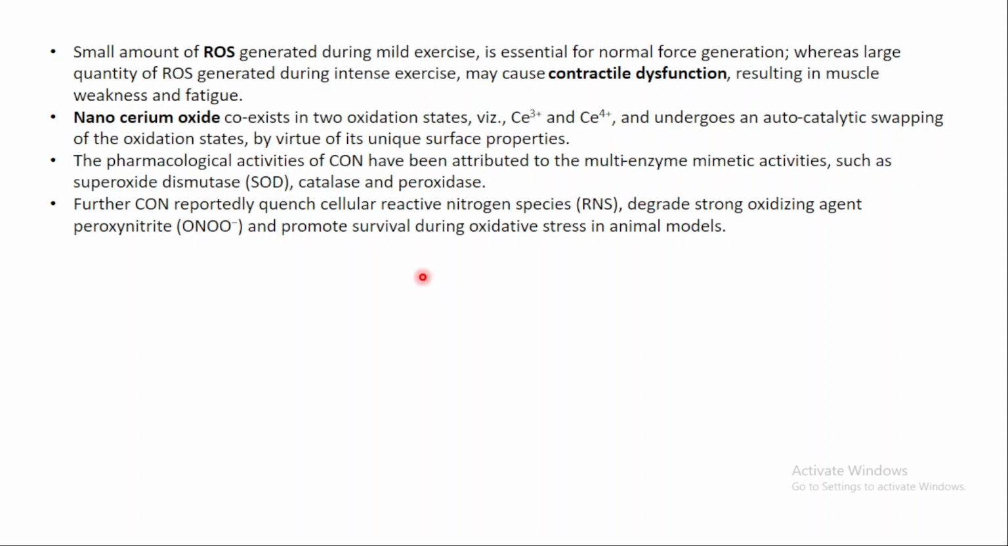So nanoceria can quench the cellular reactive nitrogen species, RNS, degrade the strong oxidizing agent peroxynitrite, and promote survival during oxidative stress in animal models. So it has experimentally been verified that nanoceria can quench the reactive nitrogen species and degrade the strong oxidizing agent peroxynitrite, and promote survival.